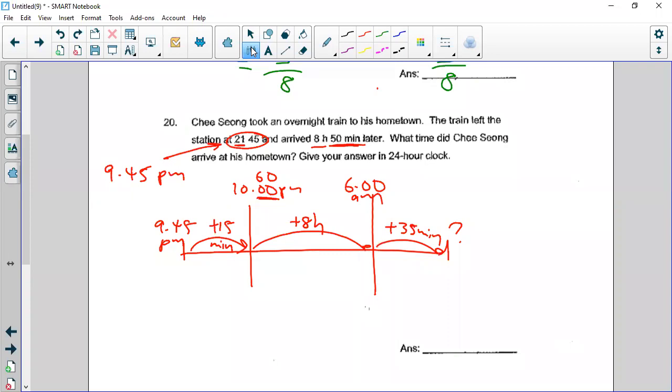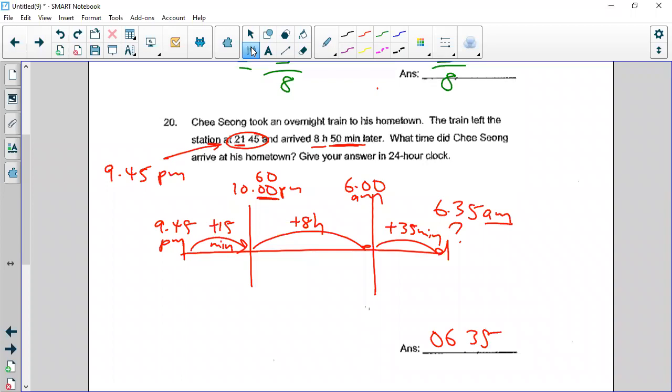Okay, if I make any mistake, let me know. Okay, so you need to jump another 35 minutes. So what time did the train arrive? 6:35 AM. Okay, that's the answer. But you need to change it to 24-hour clock. This is AM. AM means you don't add 12. You just put the 0 in front, 06:35. Okay, understand? Got it?